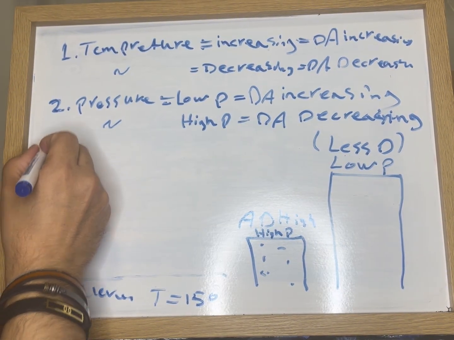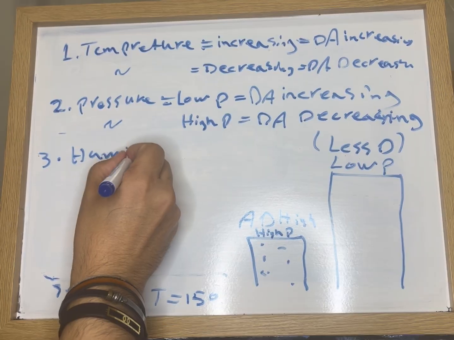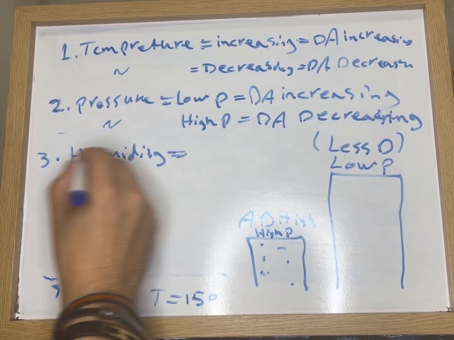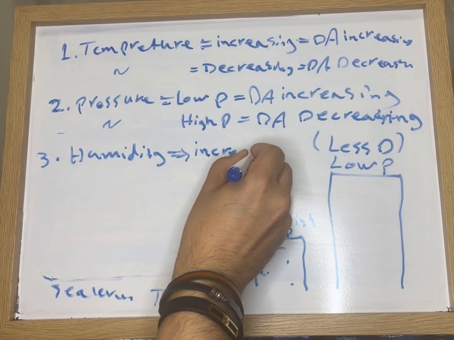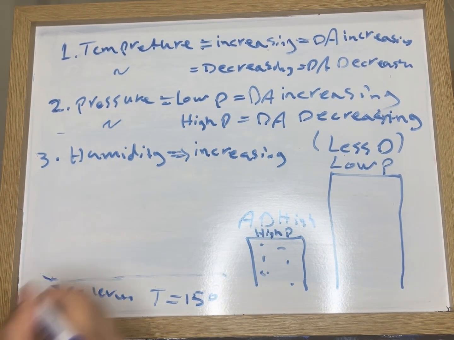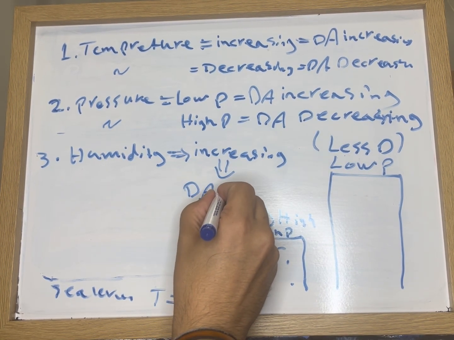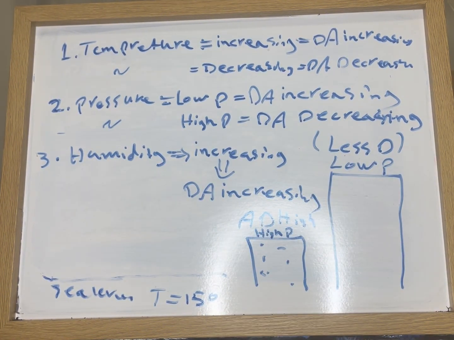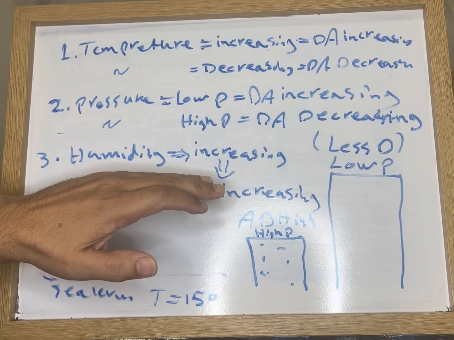Another factor impacting density altitude is humidity. So when humidity increases, density altitude increases. These three factors are the main factors that impact density altitude.